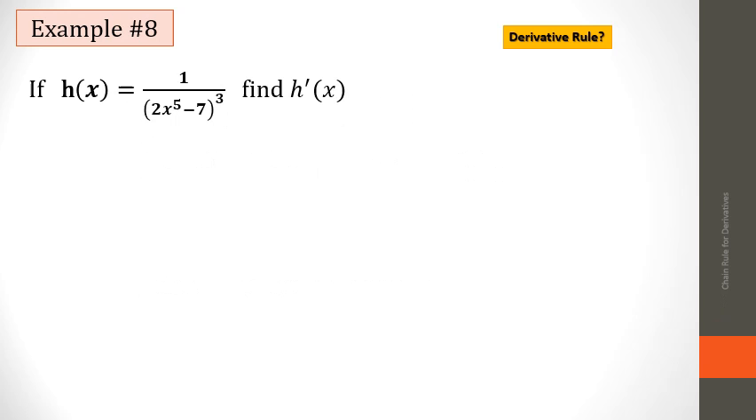Okay, for this one, you can either do the quotient rule and the chain rule, or you can change it and just do the chain rule. I would highly recommend changing it and just doing the chain rule. So I'm going to rewrite it to the -3 power, because if it's on the denominator and it has a power of 3, then when you move it to the numerator, it has a power of -3.